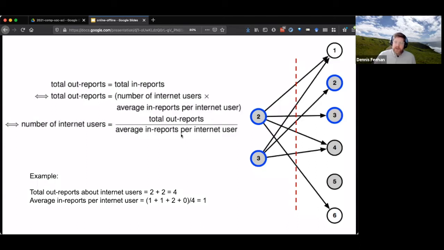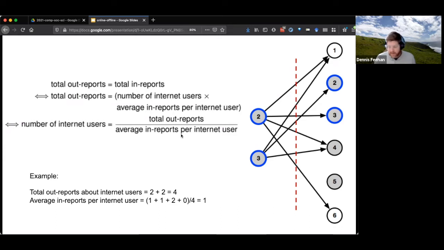So one way to think about this expression is that if we just added up the total number of reported connections to internet users, we'd get a number that was too big. And so to adjust for that fact, we divide by the average number of times that each internet user gets reported. So that's the kind of big picture intuition here.